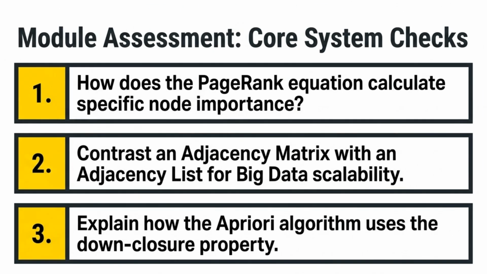To conclude this video, reflect on these core system checks. Consider how PageRank calculates importance, the scalability differences between matrices and lists, and how the downclosure property optimizes item set mining.